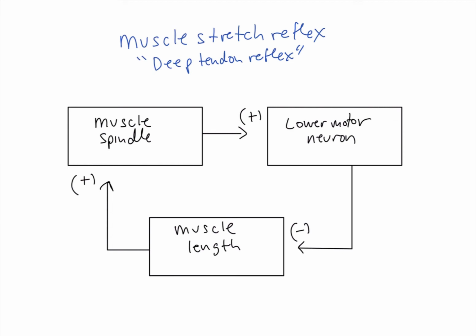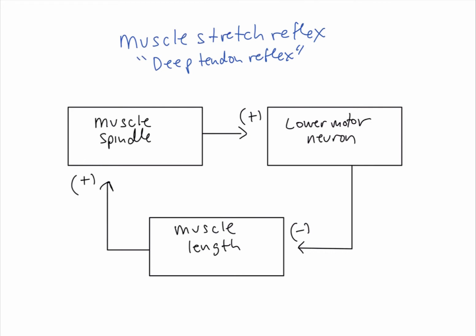So now we're going to talk about the muscle stretch reflex, sometimes referred to as the deep tendon reflex or DTR. So this is an example of a spinal cord reflex that we can depict as a feedback loop. So if we start with the muscle length as the controlled variable, we know that if the muscle length increases and there's stretch, the muscle spindles, which are inside the muscle, get stretched and send information to activate lower motor neurons that are found in the anterior horn of the spinal cord.